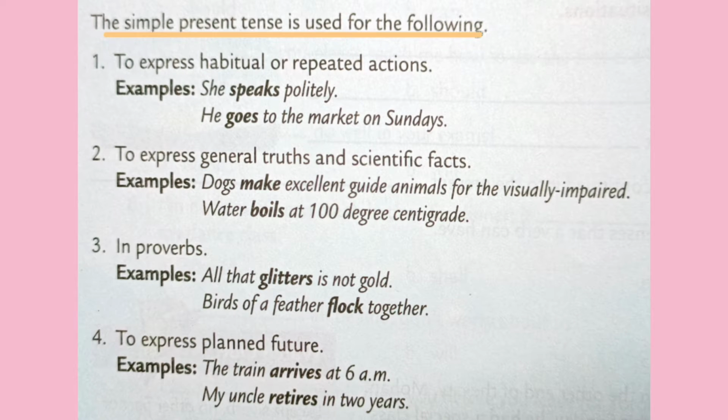We can use simple present tense to talk about the following things. First, to express habitual or repeated actions. For example, she speaks politely. The action of speaking politely is a habit that she repeats all the time.